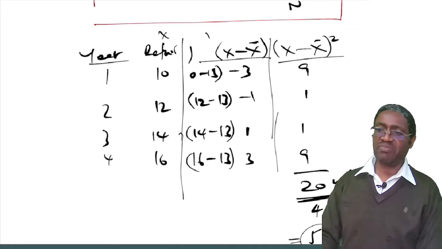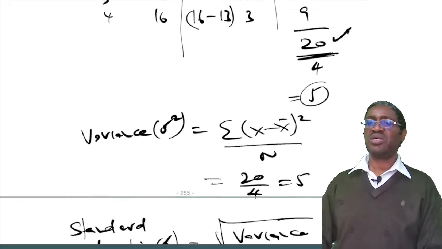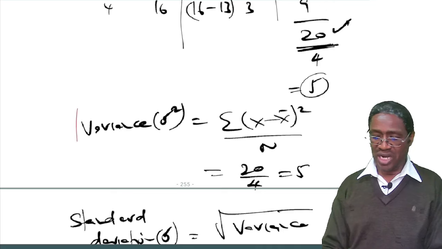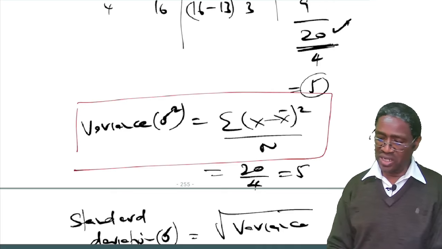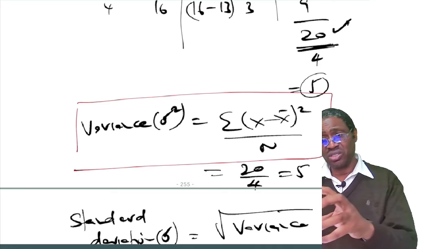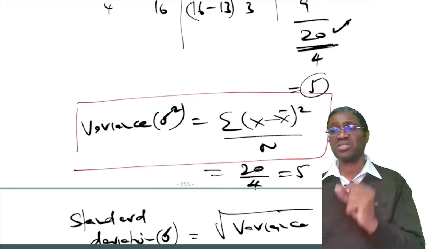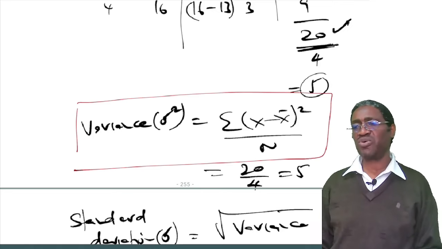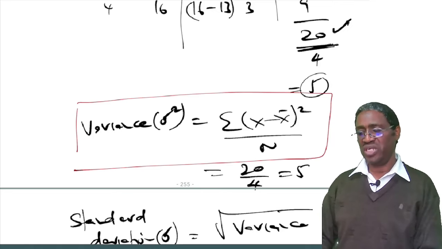You divide that by the number of observations, which is this formula now. That is the formula for what? Variance. Are you there? Then I've said, to get the standard deviation, get the square root of the variance. You just get the square root of the variance. So let's put down what we have already said.